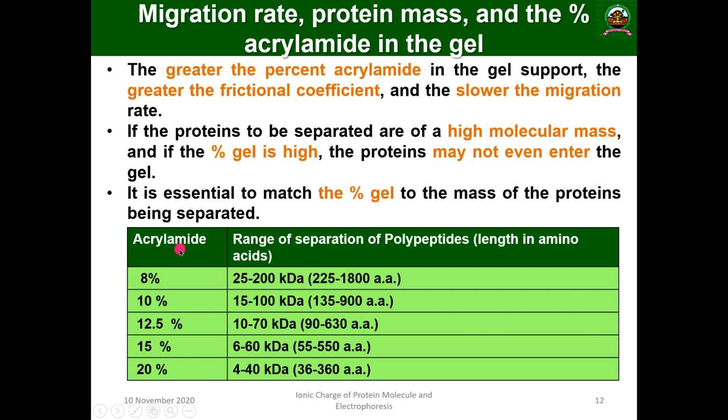Okay, that's what I told you. If the concentration of acrylamide in the gel is very low, it helps to separate high molecular weight proteins. If the concentration is very high, it helps to separate low molecular weight proteins. So when you increase the concentration, the pore size decreases, so it will not allow the larger proteins to migrate through the gel. So that is the reason.